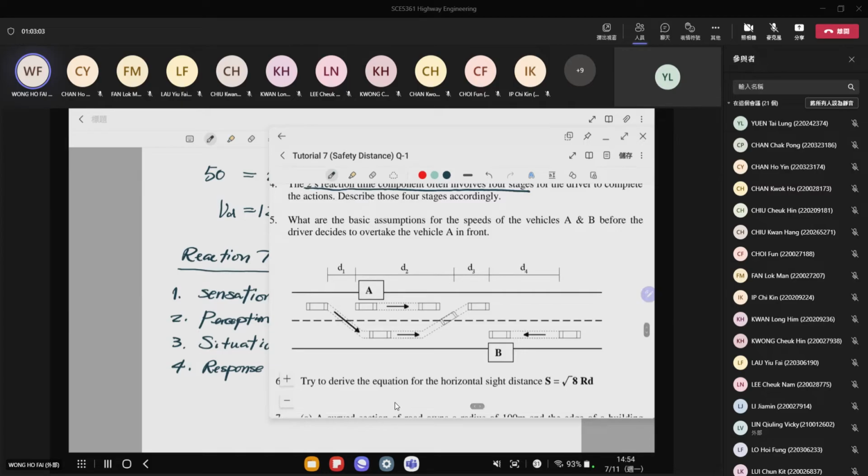Okay, what are the basic assumptions for the speed of the vehicle B before the driver decides to overtake the vehicle A in front? When we derive these equations, do you still remember what we have assumed? Of course, we have assumed that we have several stages, and we have talked about 4 kinds of distance that we need to consider. And usually it is around 16 seconds for a vehicle to overtake another, okay? So actually there is a very important assumption for this kind of derivation. Do you know about that?